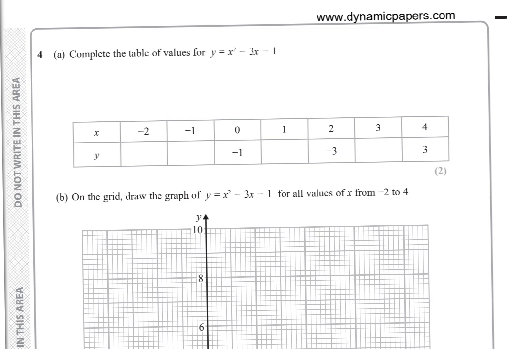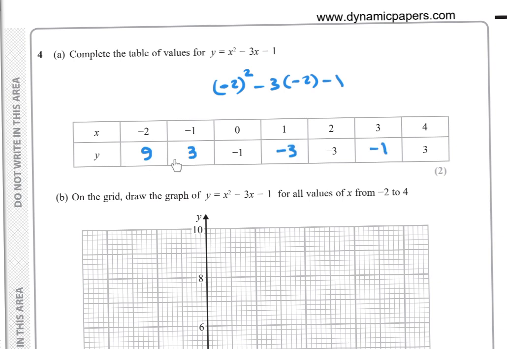Number 4a, complete the table of values for y equals x power 2 minus 3x minus 1. Now substitute to find the value of y. Put x equal negative 2, then negative 1. Use your calculator to find the answer. For example, if you need to find the value of y when x is negative 2, so negative 2 power 2 minus 3 times negative 2 minus 1, which is 9. In the same way, you can complete the table.